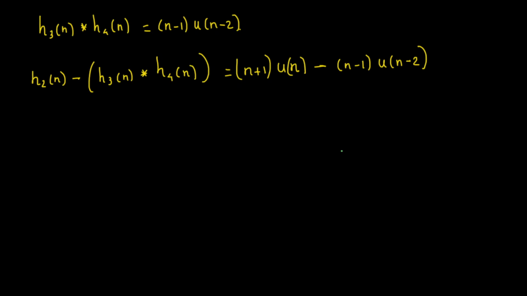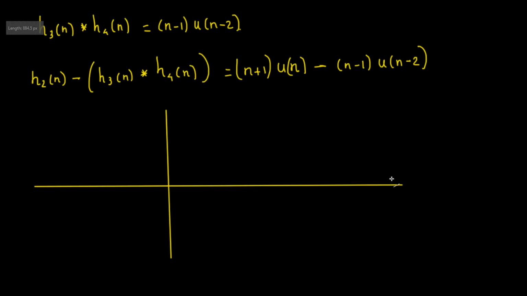Okay, now let's see how we can simplify this one. In order to simplify it, we can put it in a graph. That's one way to simplify. If we put it in the graph, we have to know one thing: if it's u of n, it's going to be continuously happening. It starts from 0 and keeps on going continuously, and based on the amplitude it will increase.